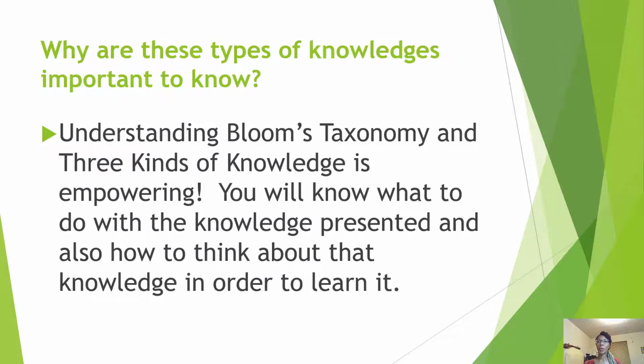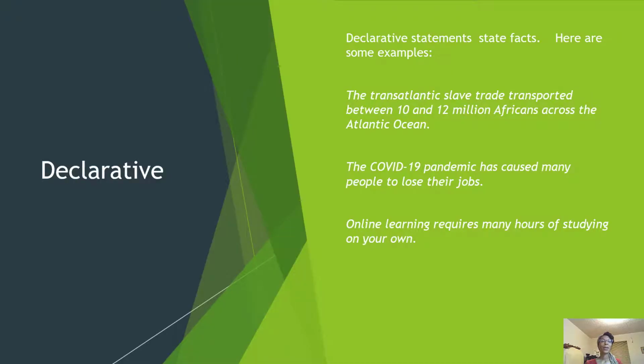Understanding Bloom's taxonomy, which is what we just learned about, and the 3 kinds of knowledge is empowering. You'll know what to do with the knowledge presented to you and also how to think about that knowledge in order to learn it. So the 3 types begin with declarative.